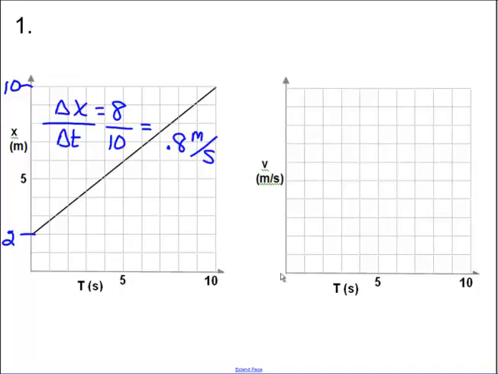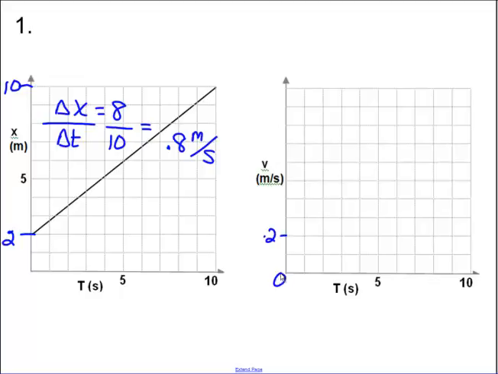The left graph we have is the position time graph, and we have a straight line. We said the other day that velocity is the slope of the line on a position time graph. So if we use the change in position divided by the change in time, we get a slope of 0.8 meters per second. What we're going to do now is take that information and move it so that we can graph it on the velocity time graph.